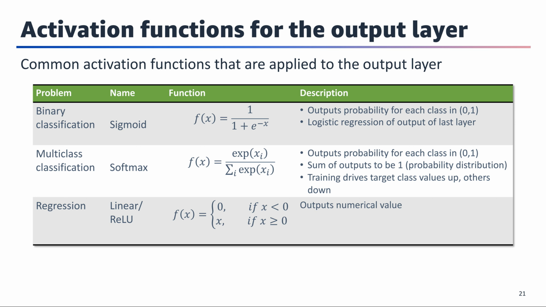For regression, a good choice for an output activation function is the linear function, as seen with linear regression, or ReLU if negative values are not of interest.